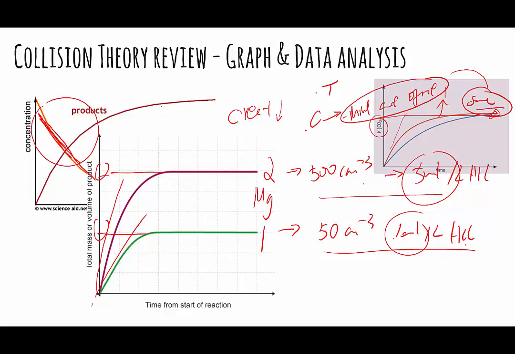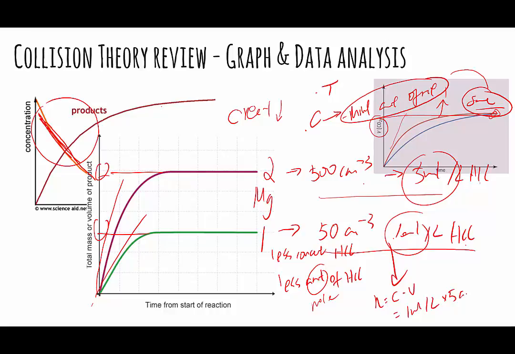So reaction number 1 will have a less concentrated hydrochloric acid as well as less amount of hydrochloric acid. A quick instruction on how to calculate the amount, or the moles, of hydrochloric acid. You simply need to use this equation: moles equals concentration times volume. 1 mole per liter times 50 cubic centimeter. 50 cubic centimeter is actually 50 milliliter, and that is 0.05 liter. If you times those two together, it will give you 0.05 mole.